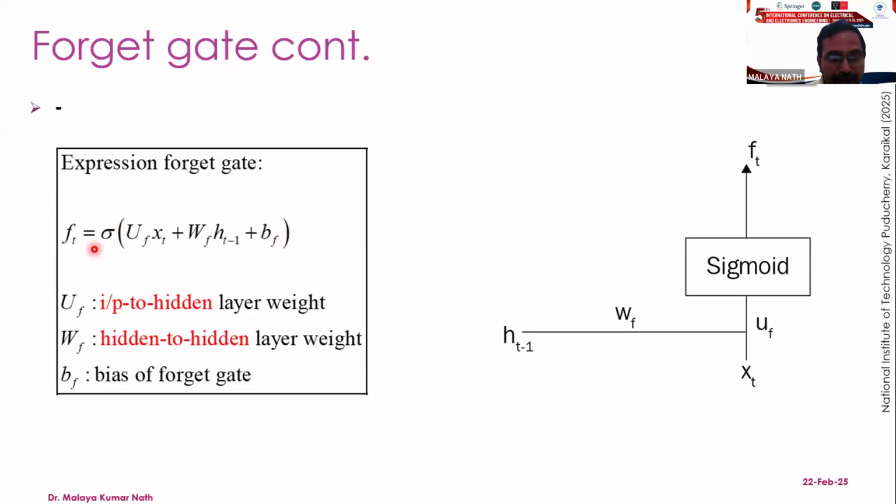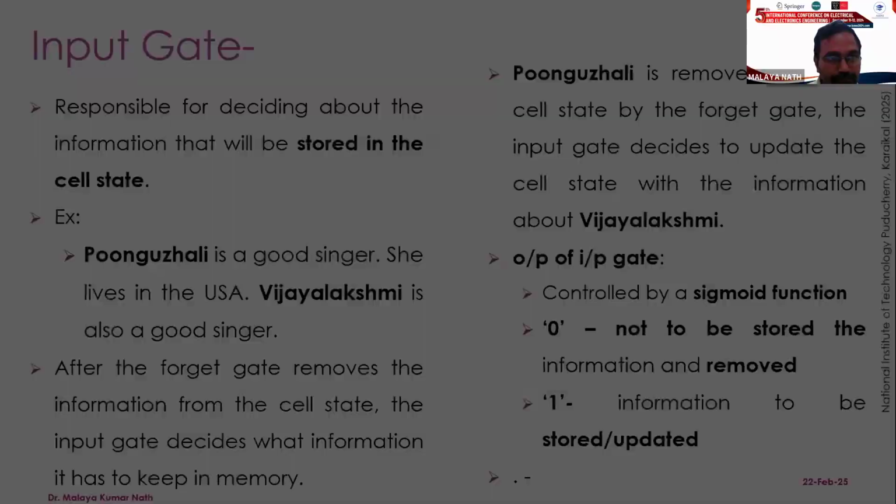So when Ft is equal to 0, that means the information has to be forgotten, or removed. And when Ft is equal to 1, this information has to be kept intact. So it is already represented here. What is UF and what is WF and what is bF, that is known as the bias.